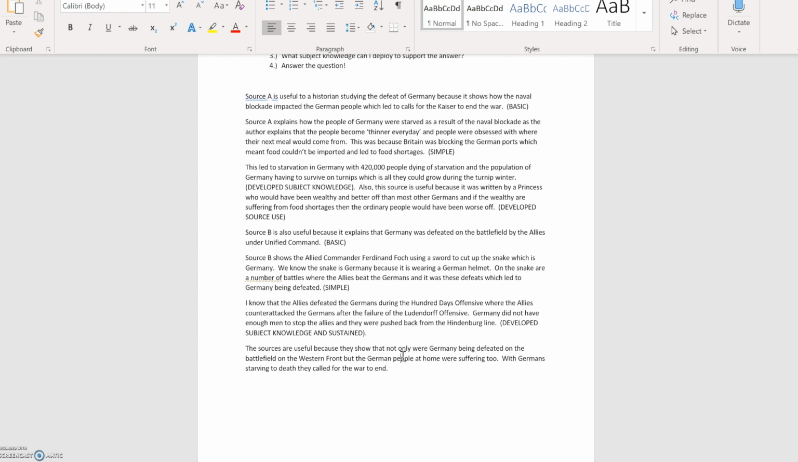So source B, I've followed the exact same criteria as I did for source A. I've made a basic point, which is that source B is useful because it explains that Germany was defeated on the battlefield by the Allies under unified command. That's a basic point. Source B shows that the Allied commander Ferdinand Foch was using a sword to cut up the snake, which is Germany. We know the snake is Germany because it's wearing a German helmet. On the snake are a number of battles where the Allies beat the Germans, and it was these defeats which led to Germany being defeated.